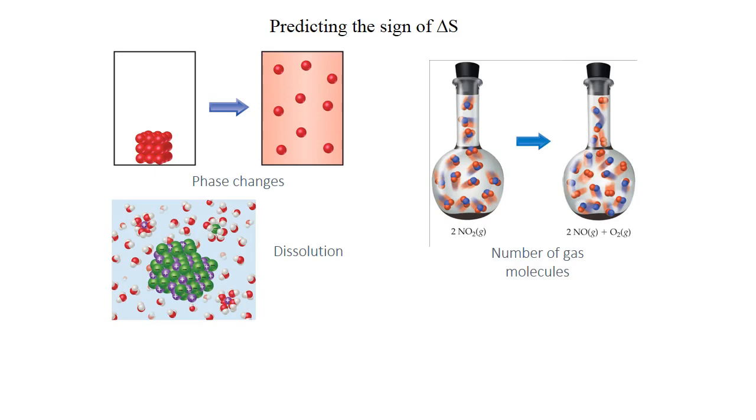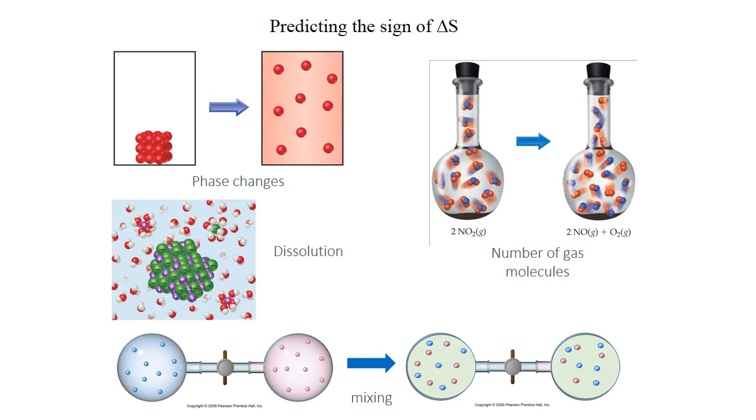When you change the number of molecules of gas, so for example here we have 2 molecules of NO2 on the left, and we're forming 2 molecules of nitric oxide plus 1 molecule of oxygen. So that means we have 3 total molecules of gas on the right, and so we're going from 2 moles of gas to 3 moles of gas. So the sign of delta S for that process would be positive, and the reverse process, going from 3 molecules to 2, would be negative. And when you mix components together, here we have 2 gases that we're mixing, but it could also be 2 liquids, whatever. Whenever you have separated components and you mix them together, you definitely end up with a higher entropy state in the mixture.